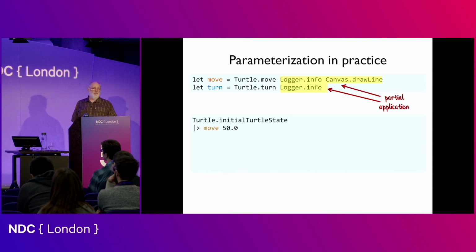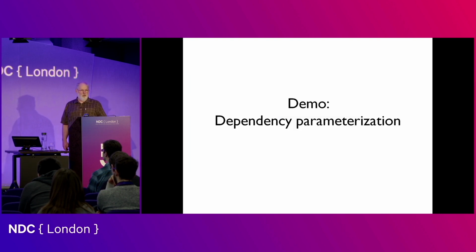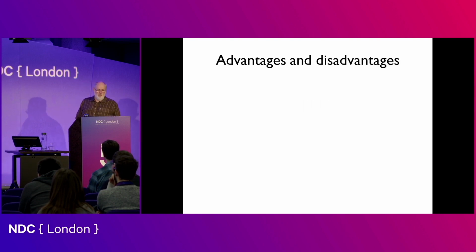So when I have these kinds of partially applied functions, I can use them just like I did before. The move function and the turn function look just like the previous ones, except now they have the dependencies being passed in rather than being hard-coded into the implementation. So that's that. I'll skip over the demo, I think.